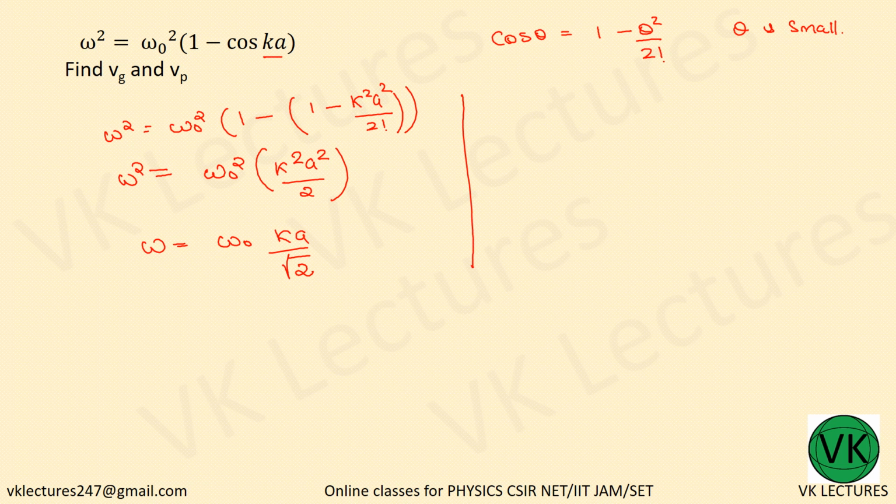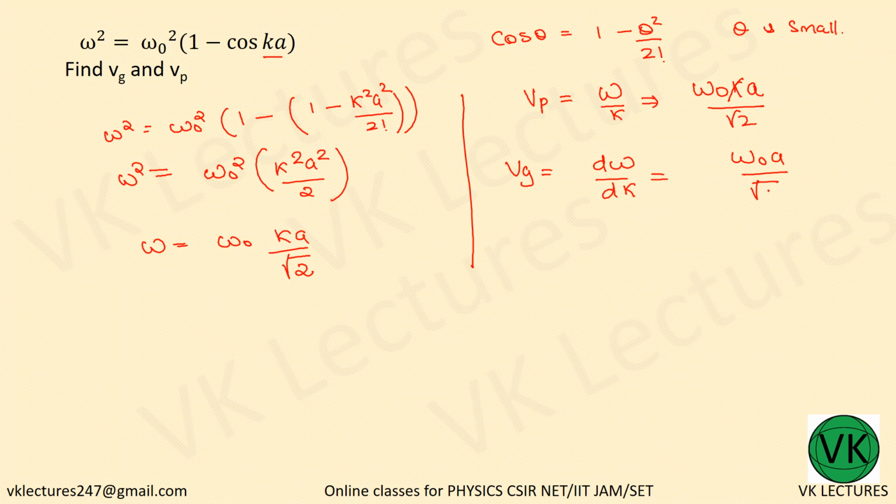Now once you have omega, you can write Vp, which is equal to omega by K. That's equal to omega naught Ka divided by root 2. K gets cancelled, so omega naught A by root 2. Now Vg is equal to d omega by dk. That's equal to, K doesn't exist, so omega naught A by root 2. So Vg equal to Vp.